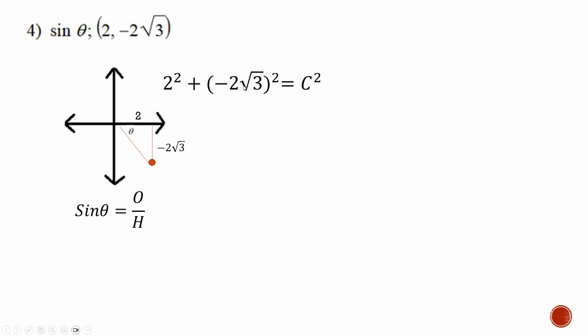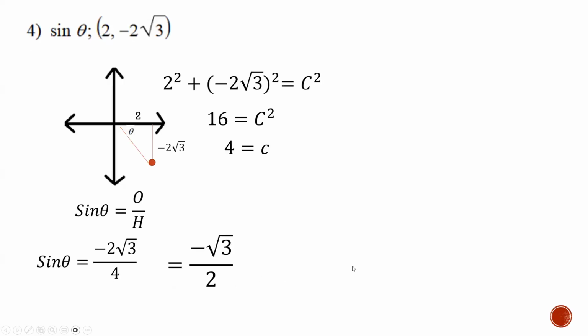2 squared is 4. This is going to be 4 times 3, which is 12. 12 plus 4 is 16. Ooh, we like that number. Why? Because what's the square root of 16, everybody? 4. So therefore, opposite side would be the -2 radical 3. The hypotenuse length would be 4. Reduce if you can, so we would have sine of theta is equivalent to radical 3 over 2.